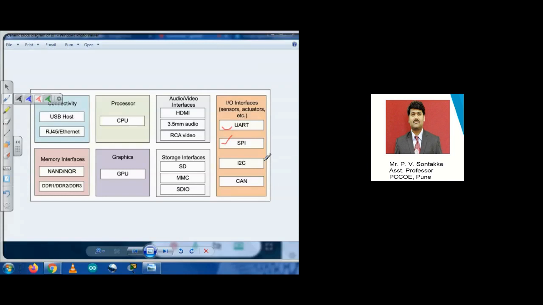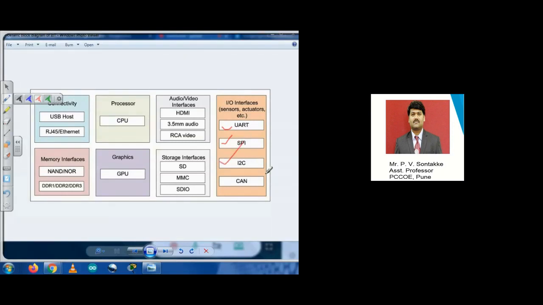But the distance between the two devices is very small in SPI. It is only 0.1 meter. In UART it is 15 meters, but in SPI only 0.1 meters. So devices should be as close as possible, but they will be exchanging data at a very high rate.